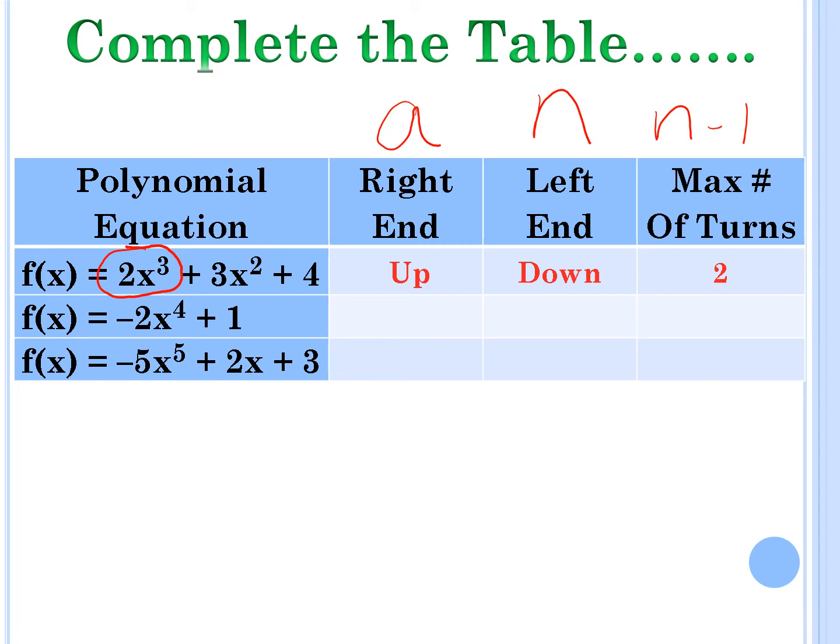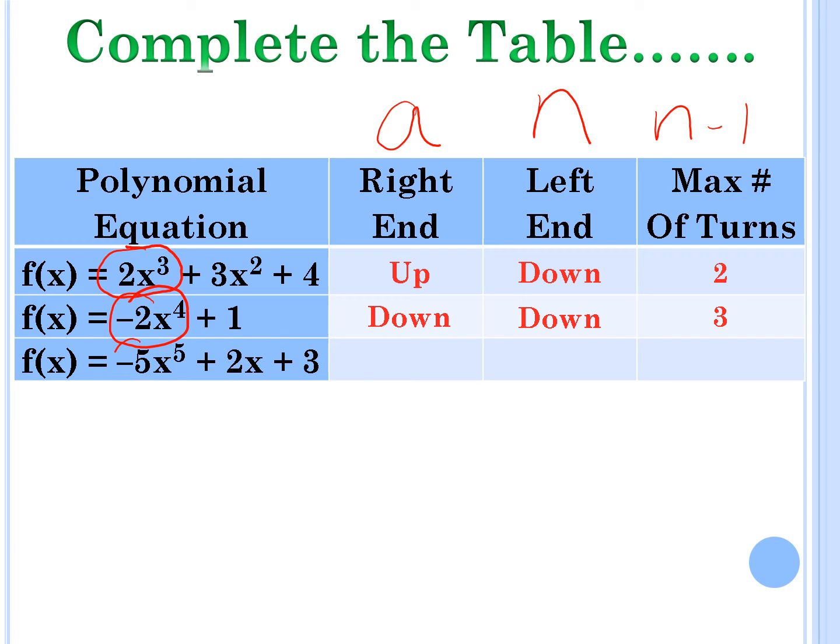All right, look at the next one. My leading term is negative 2x to the 4th. So a is negative, so that means my right end is going down. My left end is based on the exponent. My exponent is even, so that means it's the same. So if the right end's going down, the left end's going down. Now for the maximum number of turns. The exponent is 4. 4 minus 1 is 3. So this can have, at most, 3 turns.